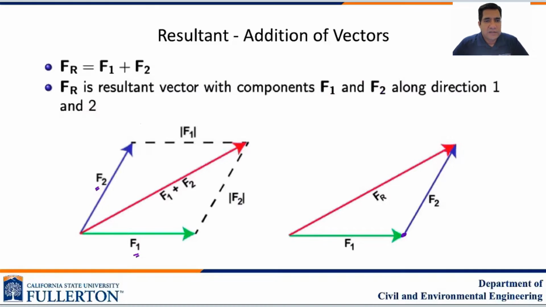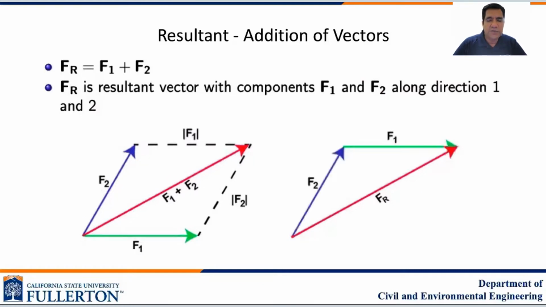For the resultant of a vector, say, for example, if you have F1 and F2, the resultant vector is going to be the vector addition of those two vectors, and it will give you the resultant. Another way of saying that: FR, the resultant force, is a vector which has components F1 and F2 along the directions 1 and 2. So we can add vector F1 and F2 to get the resultant vector, or you can add F2 plus F1, and you will get the resultant vector.